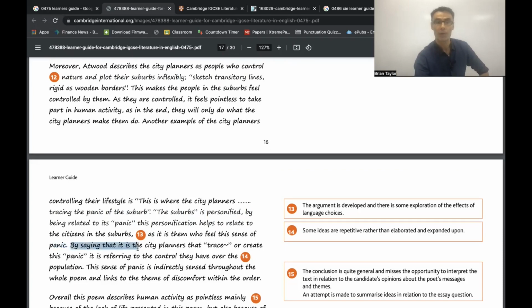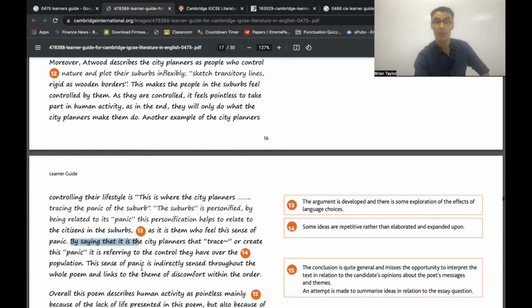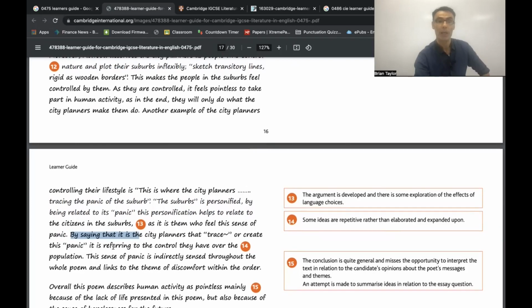She finishes off the paragraph by saying that this is the city planners that trace or create this panic, referring to the control they have over the population. This sense of panic is indirectly sensed through the whole poem and links to the theme of discomfort within the order. And so the argument here at 13, the arguments are developed and there is some explanation of the effects of language choices. So keywords, key phrases have been picked out and they've been explored with reference to the question.